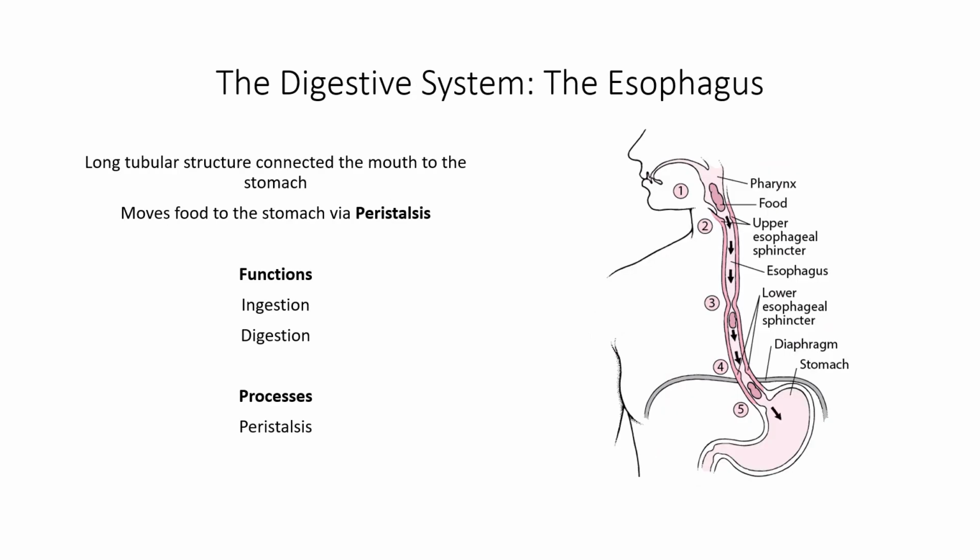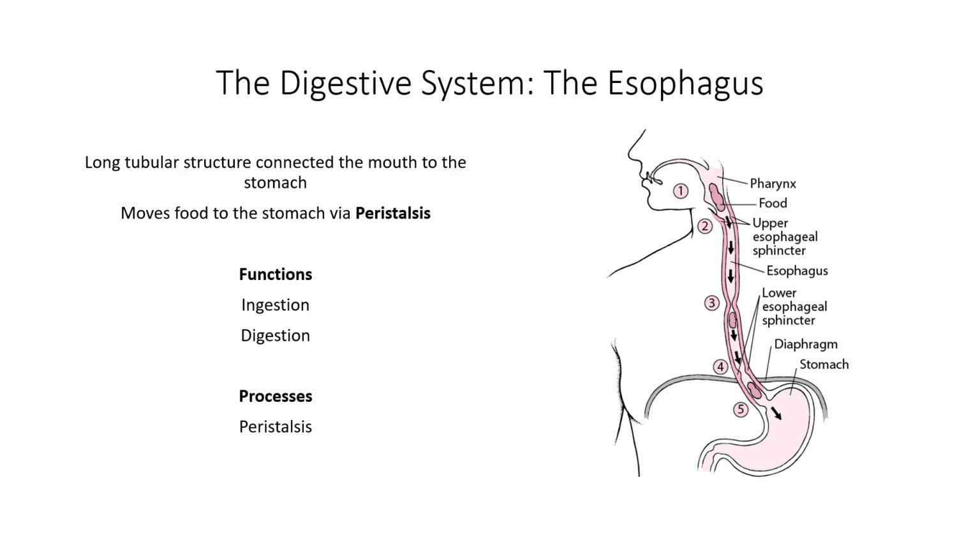The next part of the GI tract is the esophagus. So you may have heard of the esophagus before, and it's broken down into different sphincters. So you've got the upper sphincter, the lower sphincter, and the main point of the esophagus is to move food from the pharynx and the mouth down into the stomach. So these functions are ingestion and digestion, and the main process here is something called peristalsis.